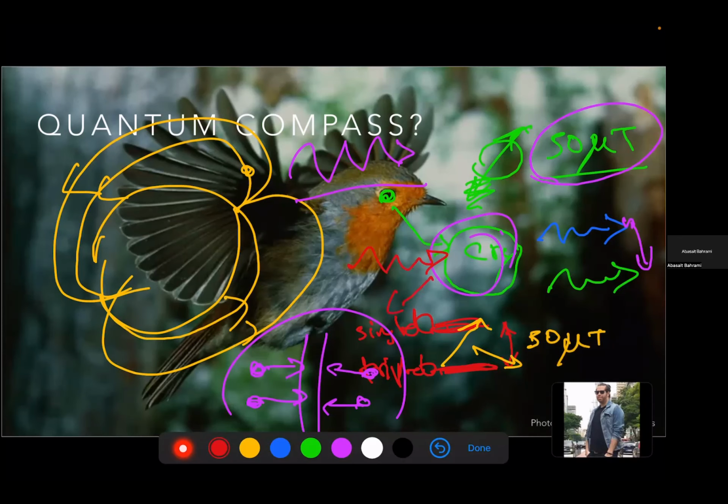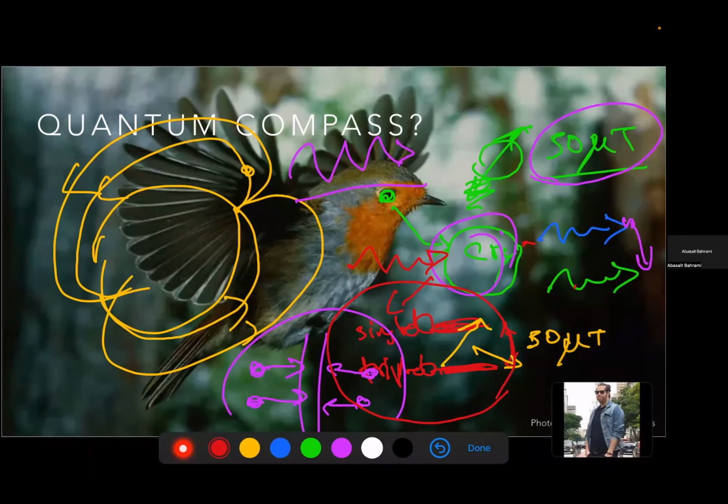So this cryptochrome protein can react with this light, and by the end of the reaction you get two products. These products are quantum mechanical products. Why? Because we are talking about spin. When we are talking about the spin of, for example, an electron, we are talking about quantum mechanics. So you see that this bird is somehow using quantum mechanics to find direction, to orient itself.